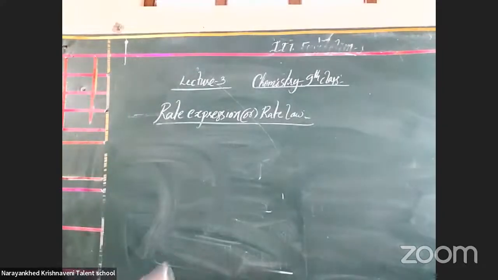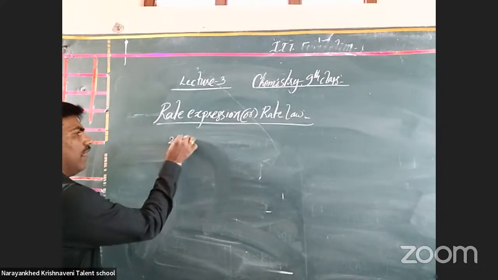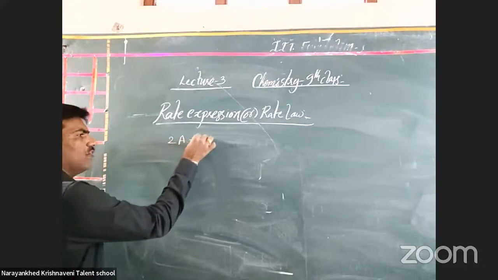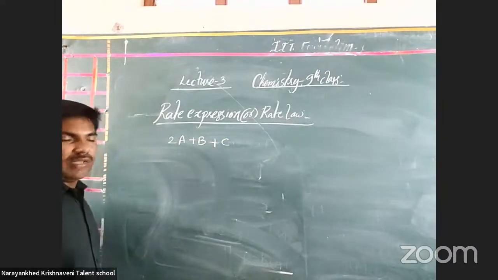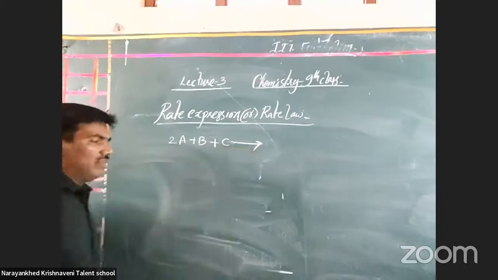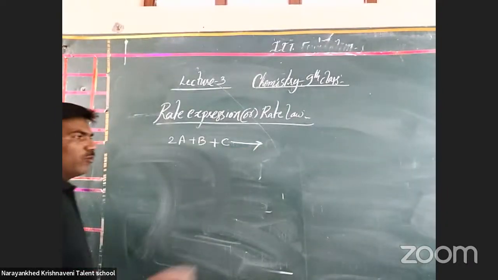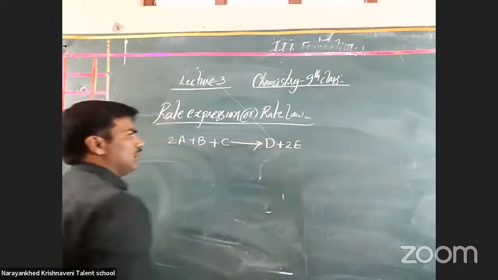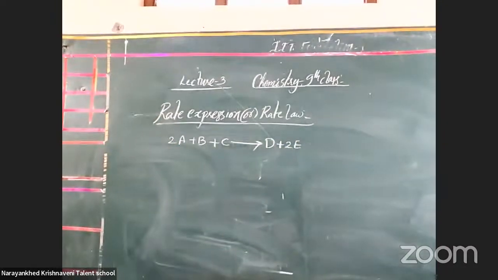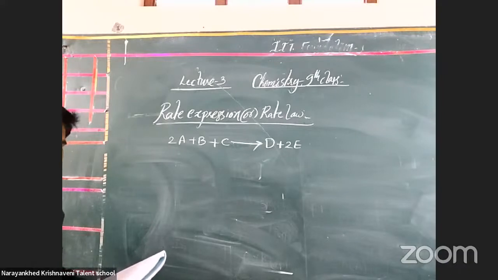First, the reaction given is 2A plus B plus C. These are the reactants given. The products cannot be part of the first step, but you have to write B plus as well as 2E. Now the question says the reaction is first order with respect to A. Clear or not?